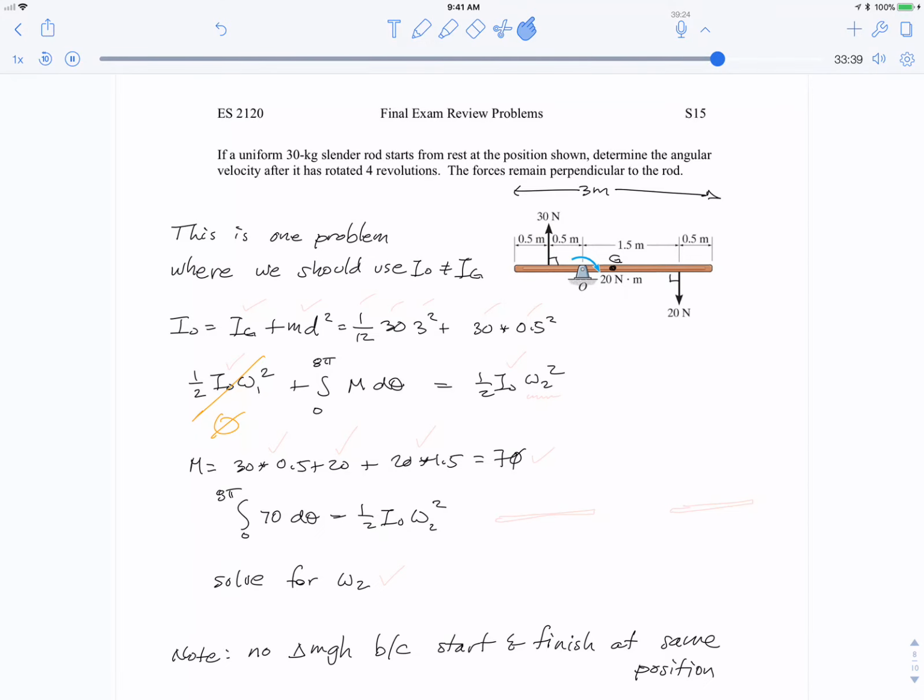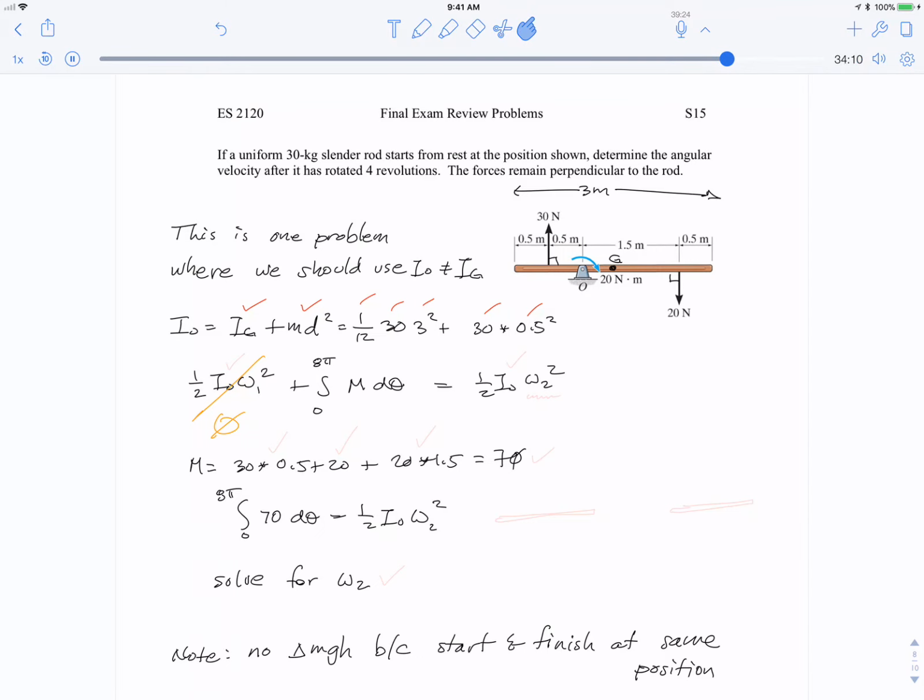So if you're going to solve this problem spinning around O, you need to know the moment of inertia of the bar around O. And the parallel axis theorem is you take the moment of inertia about its middle plus m times d squared. So it's a slender rod, 1/12 mass times length squared, plus the mass times the distance from the center of gravity to the pivot point, which happens to be 0.5 meters squared. So that's the moment of inertia about the middle.